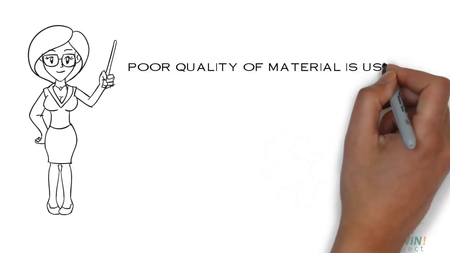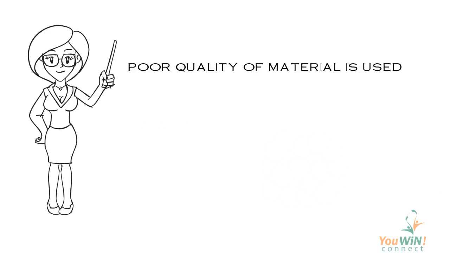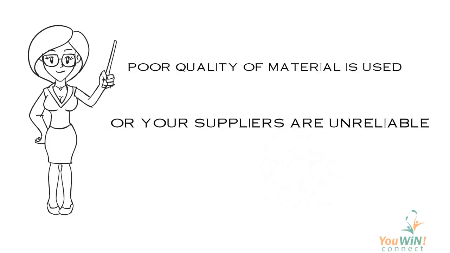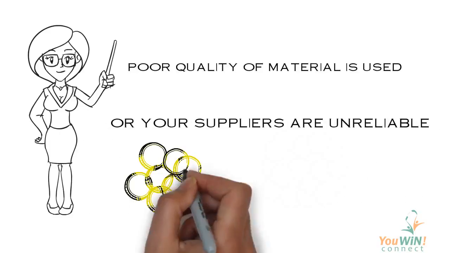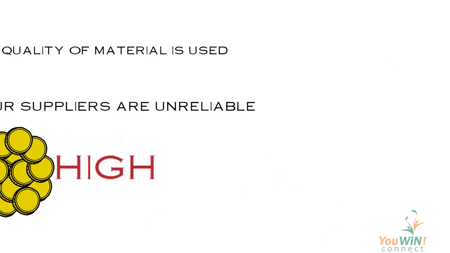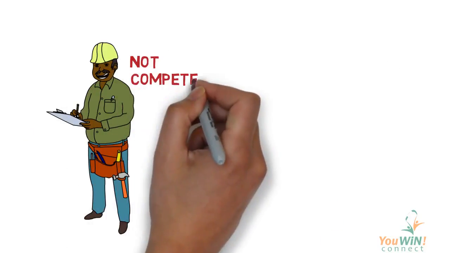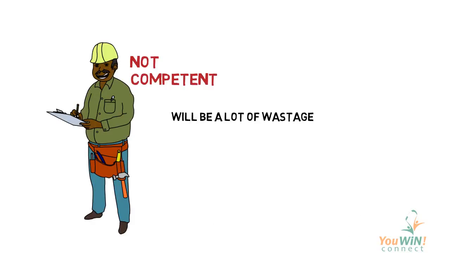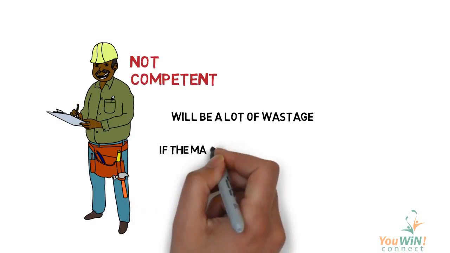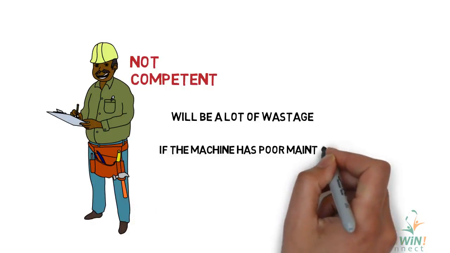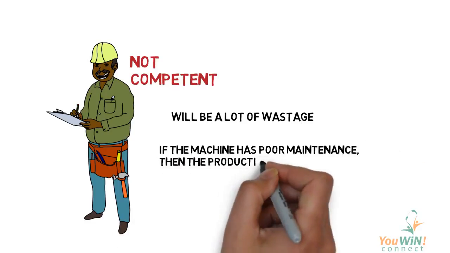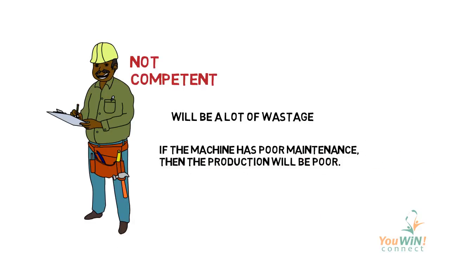If poor quality material is used or your suppliers are unreliable, then your cost will be high. When the staff using the material is not competent, there will be a lot of wastage. If the machine has poor maintenance, then the production will be poor. These are some of the causes of cost variances.